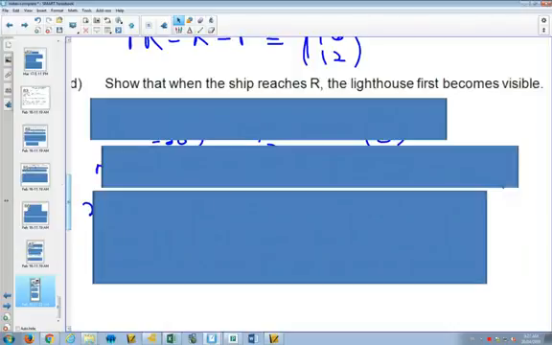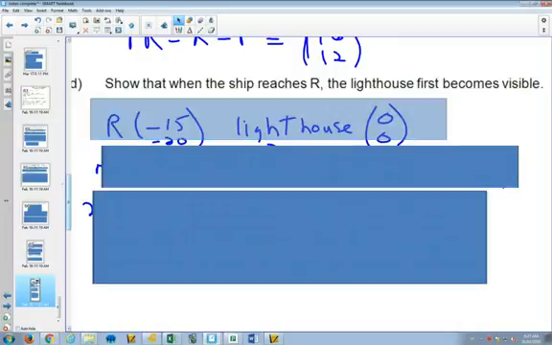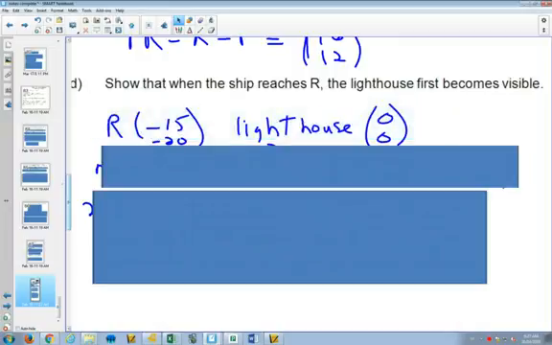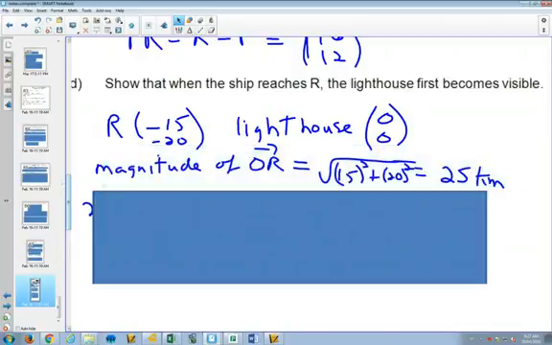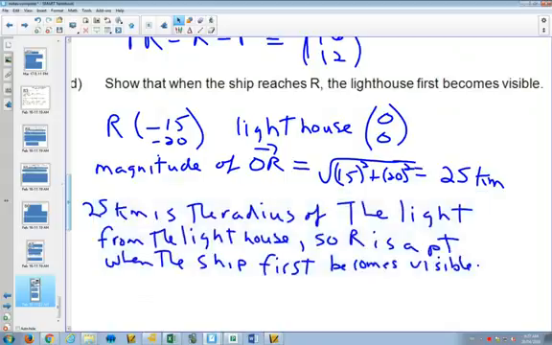So now we want to show that when that ship reaches R, the lighthouse first becomes visible. Well, we know that our R is at negative 20. The lighthouse is at 0, 0. If we figure out how long that is from 0 to R, or from the origin to R, we find out that it's at 25 kilometers, which is exactly the radius of the circle where things can be seen by the lighthouse. So that's when the ship first becomes visible.